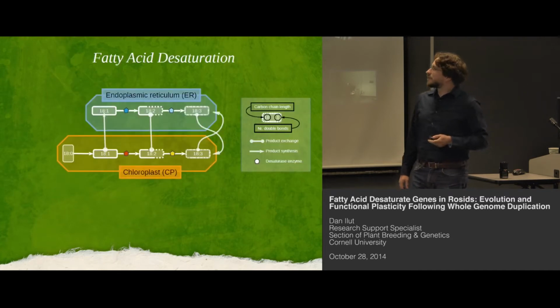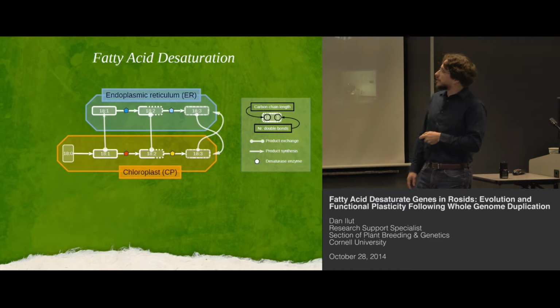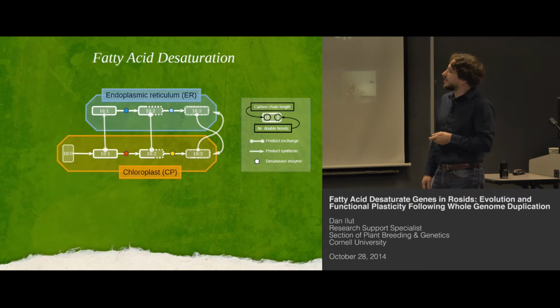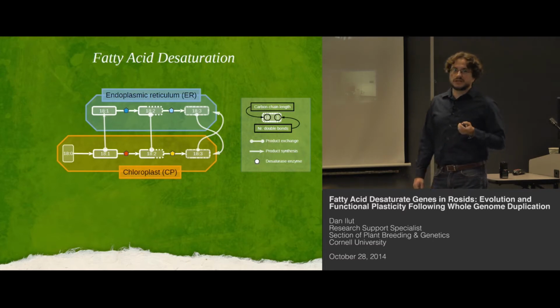So what is fatty acid desaturation? Well, schematically, and for the biochemists in the room, I'm skipping a lot of details here. Using the 18-carbon chain fatty acids as an example, you get a source here in the ER, and then it goes through 3 stages, adding double bonds at each stage. And at each point, you can have exchange between the ER and the chloroplast, as well as for the final product.